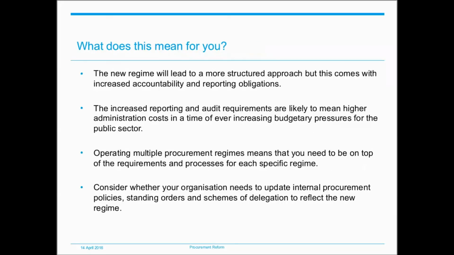So what does all of this mean for you in the wider context? Well, the new regime is likely to lead to a more structured approach to public procurement in Scotland, covering far more contracts than were originally covered. But this, of course, comes with increased accountability, increased audit and reporting obligations. Those increased reporting and audit requirements are likely to mean higher administration costs in a time of ever-increasing budgetary pressures for the public sector.